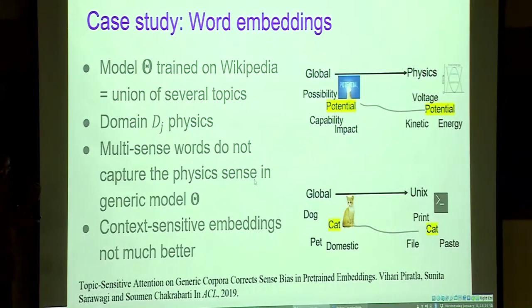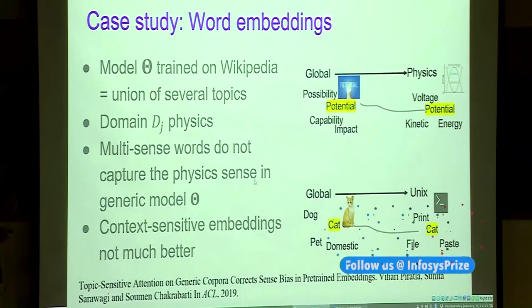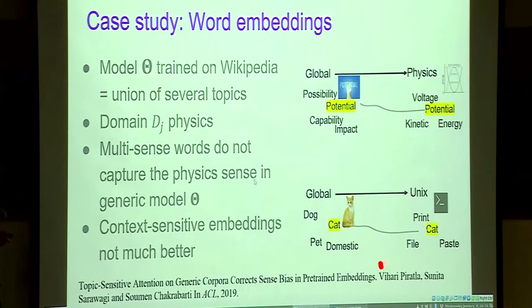Now suppose you have trained a word embedding model on the whole of Wikipedia, which is a union of several topics, and you are interested in a particular subdomain, say physics, and you expect the embeddings to capture the different senses in which a particular word can be used. But that unfortunately was not the case. I'll illustrate with an example. Consider a word like potential.